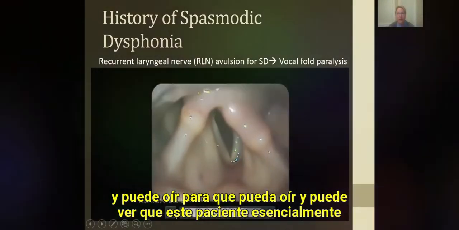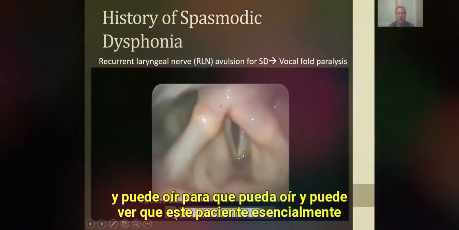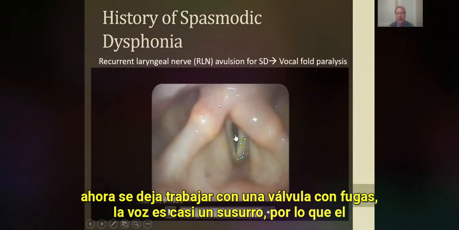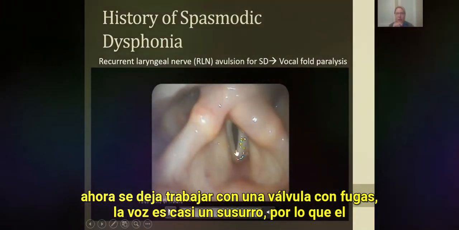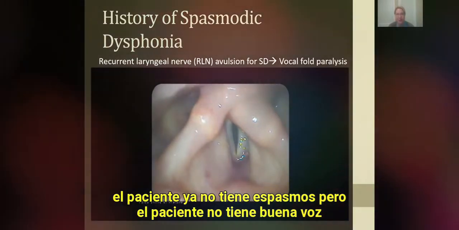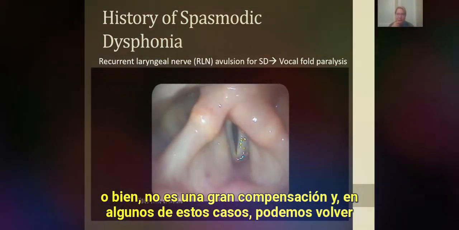And you can hear, so you can hear and you can see that this patient essentially now is left to work with a leaky valve. The voice is almost a whisper, and so the patient doesn't have spasms anymore, but the patient doesn't have a good voice either. So it's not a great trade-off.